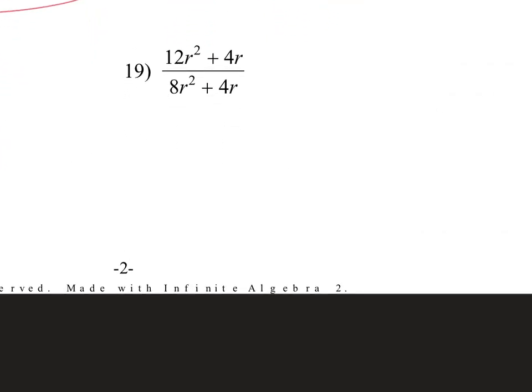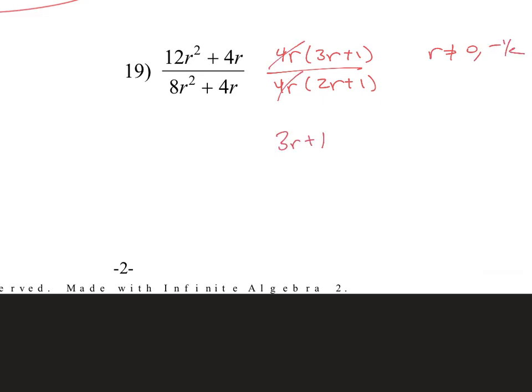All right, last one. Let's see what we got. So I can take out a 4r up top. It's going to leave me with a 3r plus 1. I can take out a 4r on bottom. It's going to leave me with a 2r plus 1. So r cannot equal 0 or negative 1/2. Those cancel. And that's your answers.